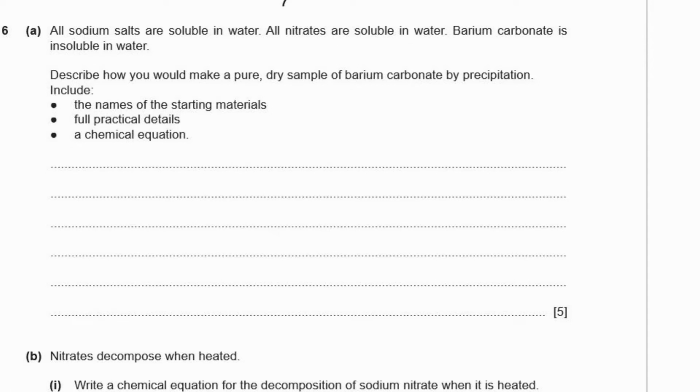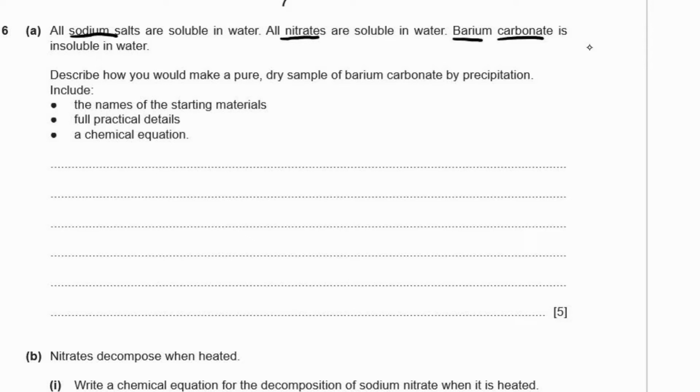Question 6a. All sodium salts are soluble in water. All nitrates are soluble in water. Barium carbonate is insoluble in water. Describe how you would make a pure, dry sample of barium carbonate by precipitation. And remember, precipitation reactions require 2 aqueous solutions. So what's it asking for? It's asking for a sodium salt, it's asking for a nitrate, and it wants barium carbonate.